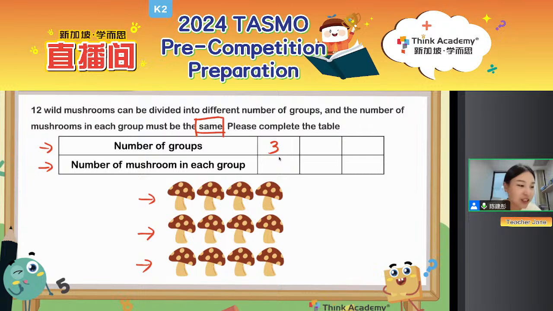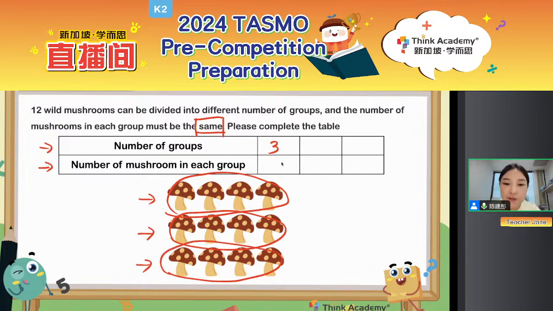Okay, Chanfan, good job. How about Danko? What is your answer? Okay, good job, Candice. So fast. So then we can see that if we want to share them into 3 equal groups, like this, then each group will have 4 mushrooms, right?